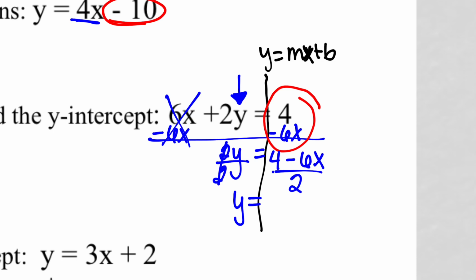Technically it's 1y, but I can just write y. Then I'm going to divide 4 by 2 and get 2. Then I'm going to put my subtraction sign down. And then we're going to do 6 divided by 2 is 3 and leave our x attached to it.